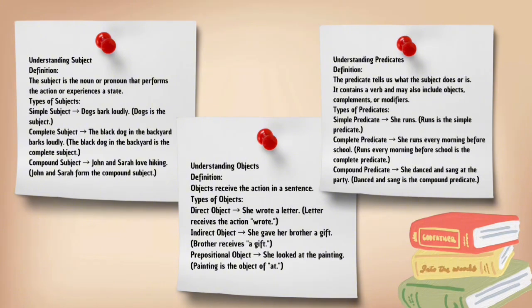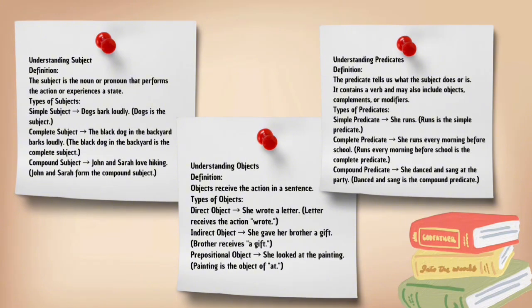And the last one, we have compound predicate, when two or more verbs share the same subject. Example, she danced and sang at the party. Danced and sang form a compound predicate. To find the predicate, ask what is happening in the sentence. The cat sleeps on the sofa. What is happening?